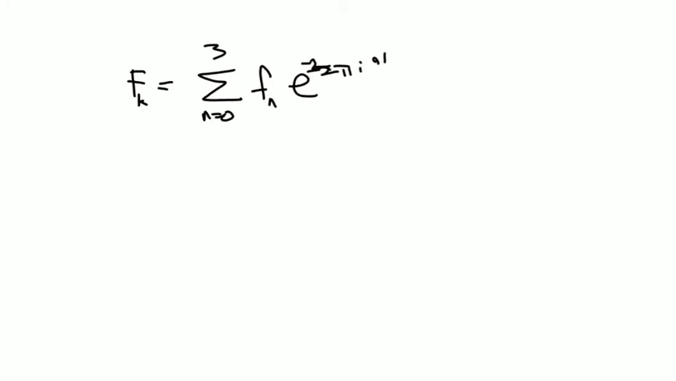Maybe, just maybe, we can do it in this way. So we have fk, which we are interested in calculating, is equals to the sum from n equals 0 to 3 of fn e to the minus 2 pi I n k over 4, right? Okay, something wrong here. Let me do it again. Now, minus 2 pi I and k over 4, right?